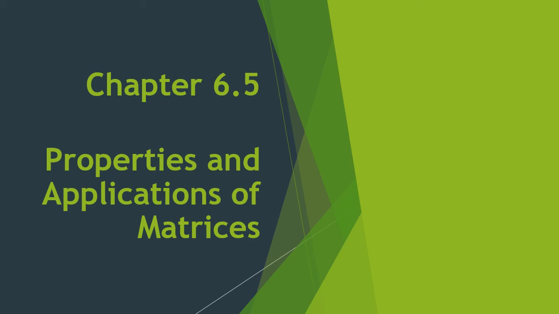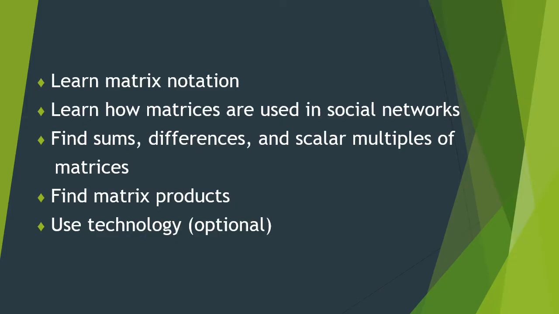Okay, so we are on chapter 6.5, Properties and Applications of Matrices. Not a terrible chapter section at all, pretty easy, so here we go. Our goals are to learn matrix notation, learn how matrices are used in social networks, find sums, differences, and scalar multiples of matrices, find matrix products, and possibly use technology.